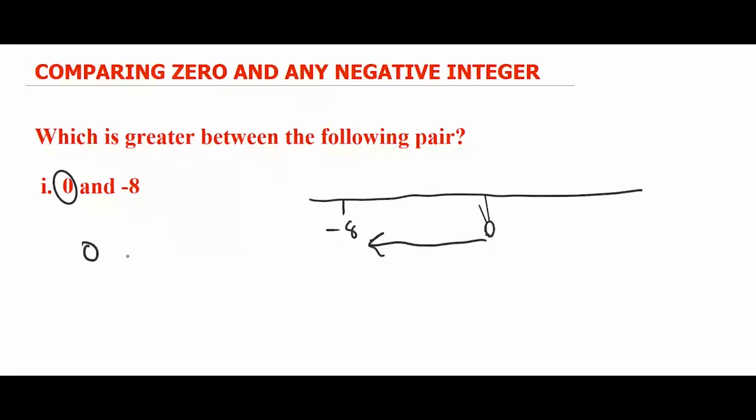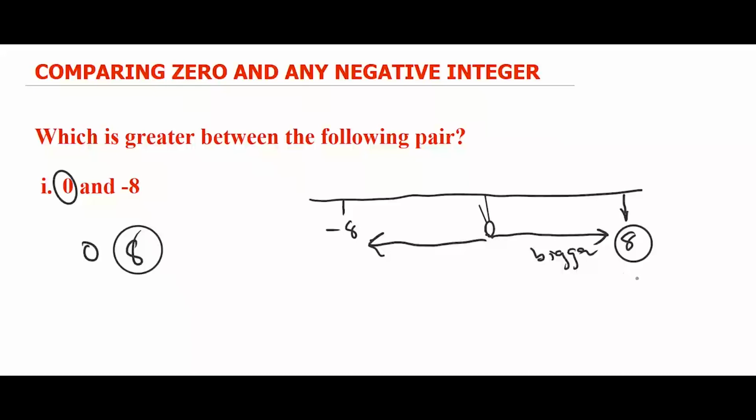What about 0 and 8? Which one will be bigger? Of course, you already know this, that this one will be bigger, and you can see it directly on the number line when you have 8 here. So you move from 0 to 8. You can see that this direction is bigger. So that means 8 is bigger than 0.